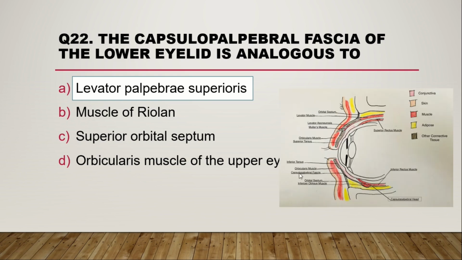The capsulopalpebral fascia in the lower eyelid helps in lower eyelid retraction with the help of the inferior tarsus. Similarly, in the upper eyelid, the levator palpebrae superioris along with the Muller muscle helps in upper eyelid retraction. Hence, the levator palpebrae superioris is analogous to the capsulopalpebral fascia of the lower eyelid.